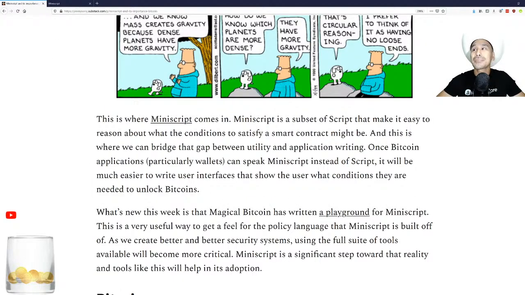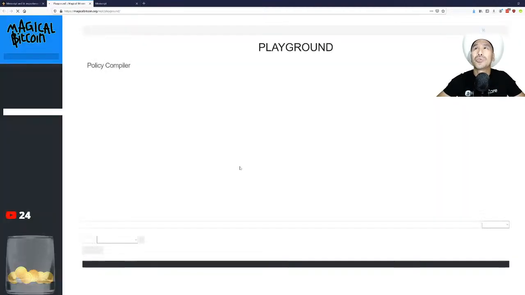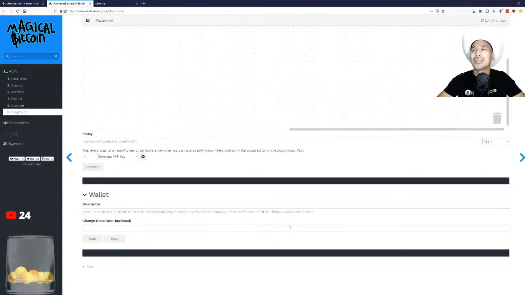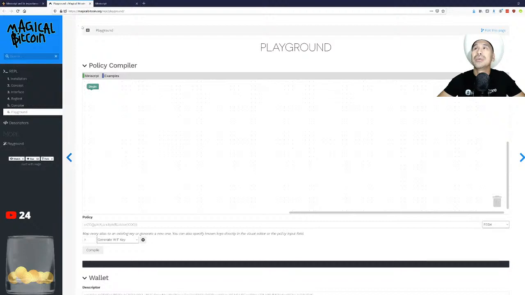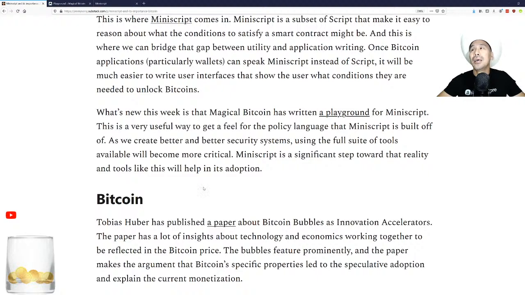Anyway, there's a magical Bitcoin. I'm not sure who that is, but they've created a policy compiler and a playground for Miniscript, which is essential for anyone that's exploring Miniscript and figuring out what to do with the policy. And you can see the policy here, and you can compile it and come up with various things. So I don't really have a long read today, but we'll play with that later.